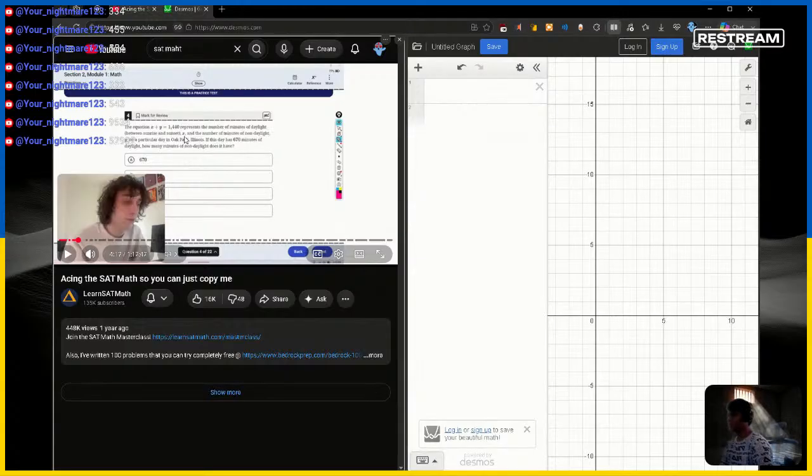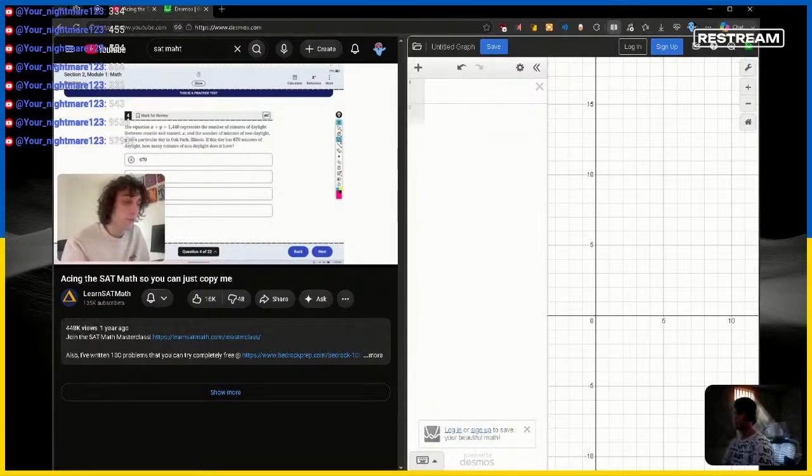Represents the number of minutes of daylight, yeah, and number of non-daylight is y. We're trying to find non-daylight, so we're trying to find y. So we found x, which is 670.